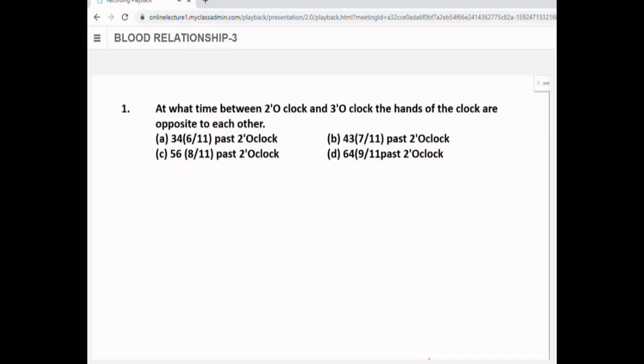180 degree बनना चाहिए. Opposite each other means 180 degrees. At what time will it be 180 degrees? A, B, C, D, क्या ऑप्शन लगता है?